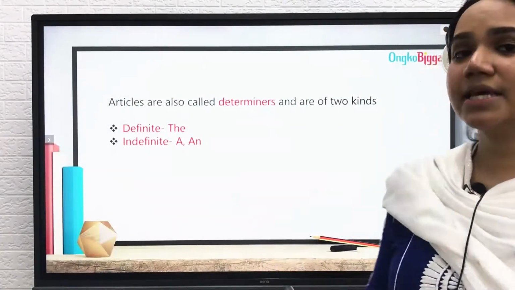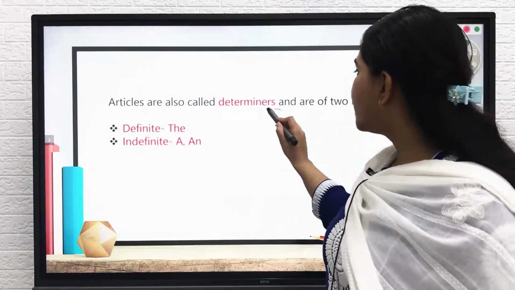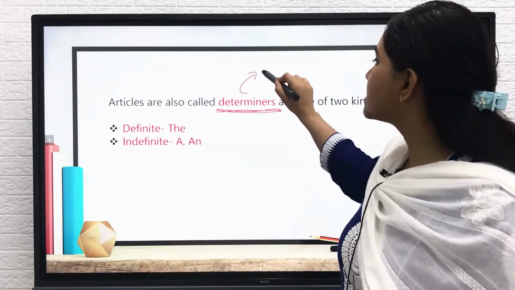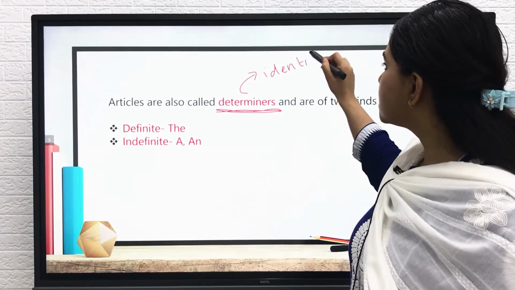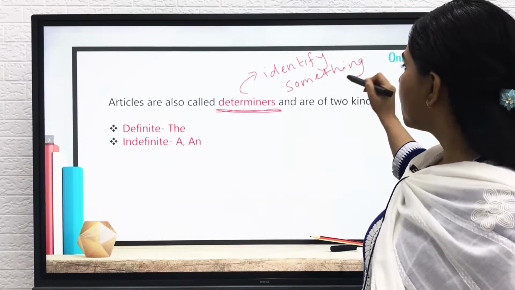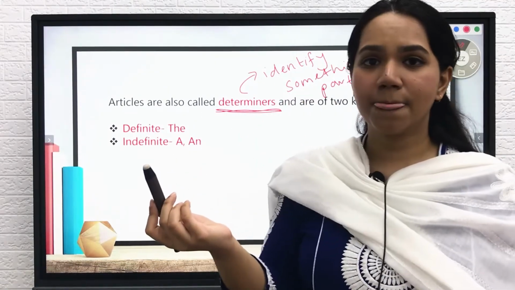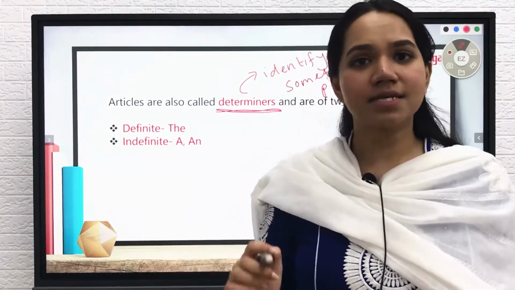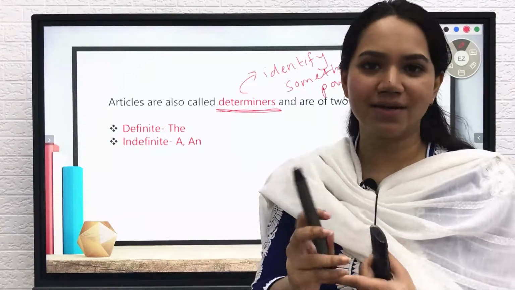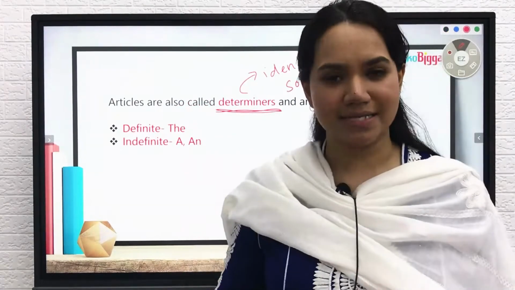First of all, let's see what articles are in the first place. Articles are also called determiners. And why are they called determiners? This is because they help us to identify something in particular, alright? So articles will help you to identify something particular. For example, the thing that I am writing on the board with right now is a pen. I did not identify this as pen. I identified it as a pen. Why? Because this is just a regular pen that you can use to write on a digital board like this.